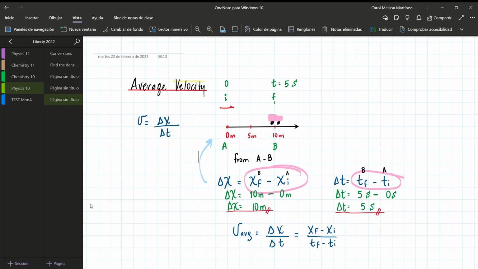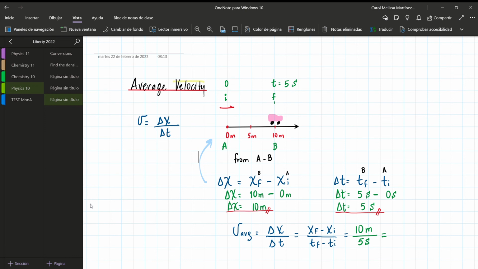Now all I need to do is replace by the given. In the first one, x final minus x initial, I got 10 meters. And then for the time, t final minus t initial, I got 5 seconds. So I applied this. Remember, because they are in opposite positions, what you perform here is a division. 10 divided by 5, that's going to give you 2.